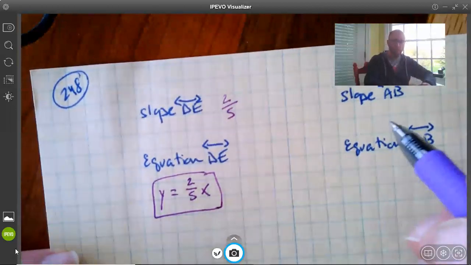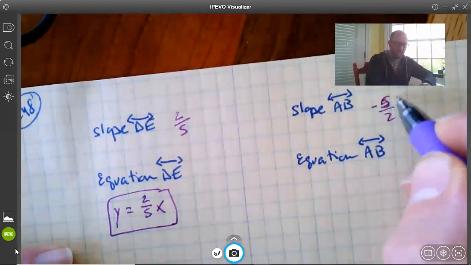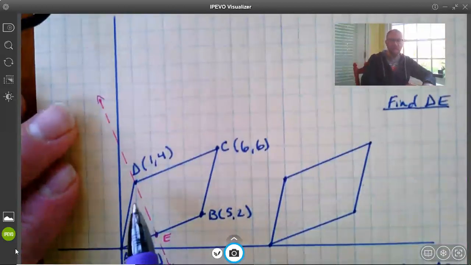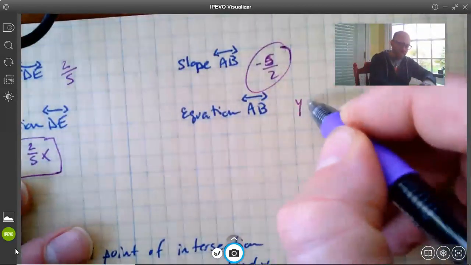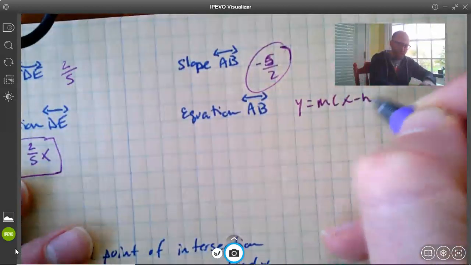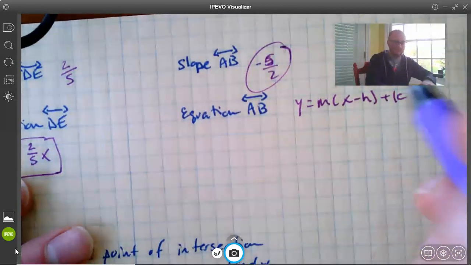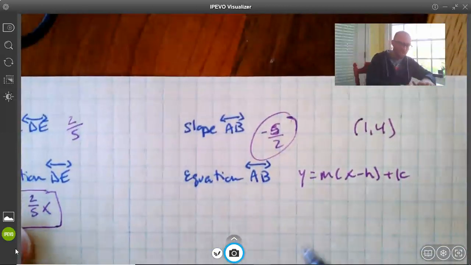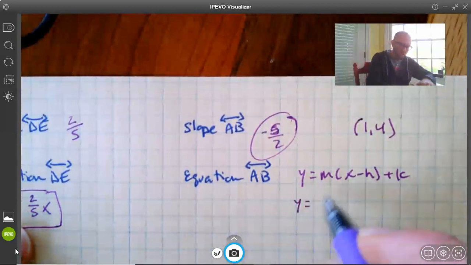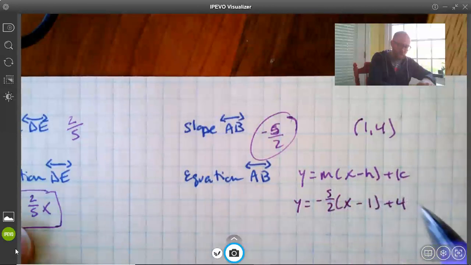All right, now for the slope of the perpendicular line, it's going to be that negative reciprocal slope. So it's going to be negative 5/2. So just flip it upside down and change the sign. We'll go back here. That line passes through the point 1, 4. So our equation is y equals m times x minus h plus k, where m is the slope and h, k is a point that it goes through, in this case, the point 1, 4. So y equals negative 5/2 times x minus 1, plus 4.